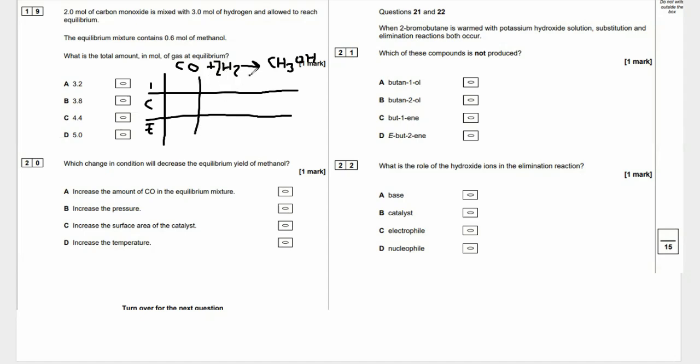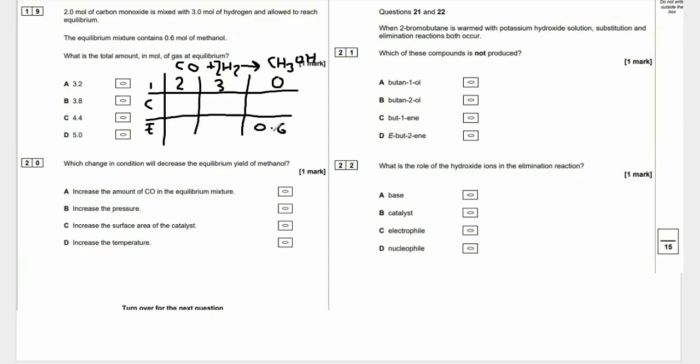Right. So at initial, we have 2 moles of this, 3 moles of that. That I there stands for initial. So 2 moles of that, 3 moles of that. We're going to have 0 at the start. Now, what's the change? Well, it says the equilibrium mixture contains 0.6 of methanol. So I can come down here and I can write 0.6 because this E here stands for equilibrium.